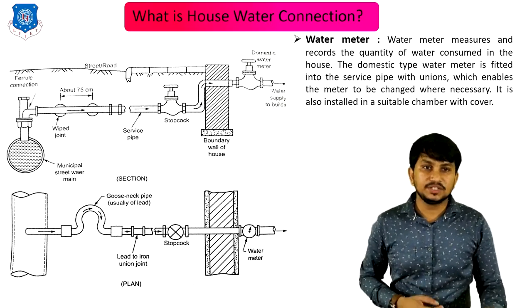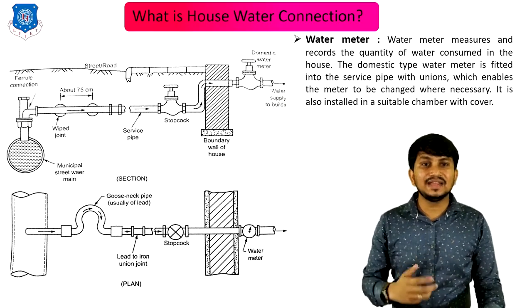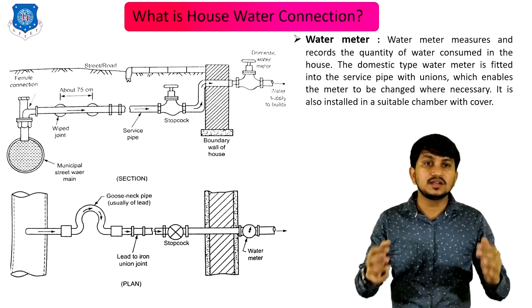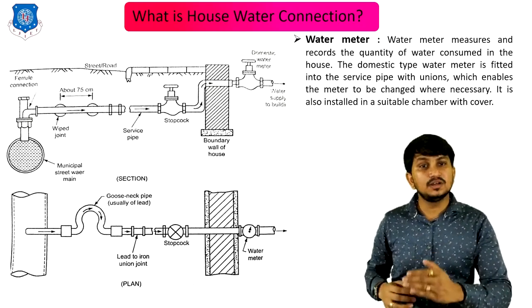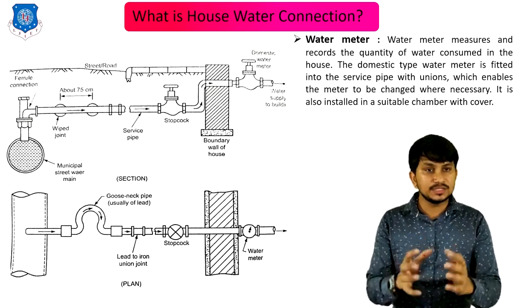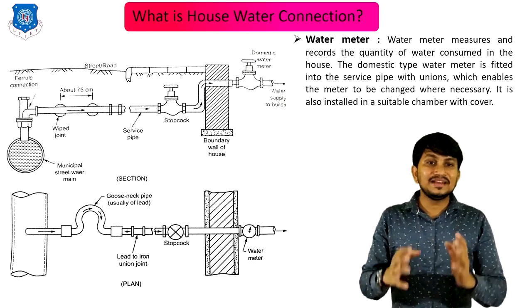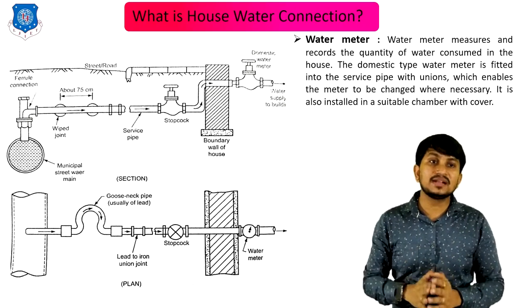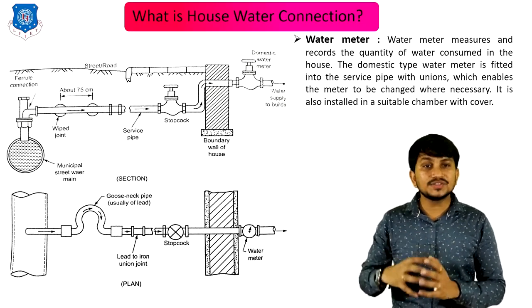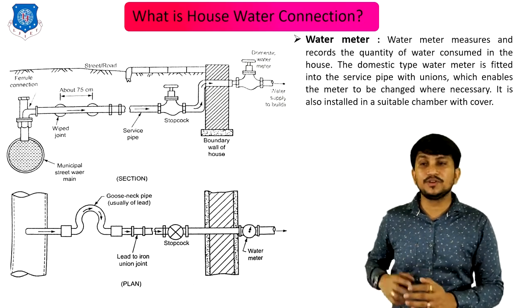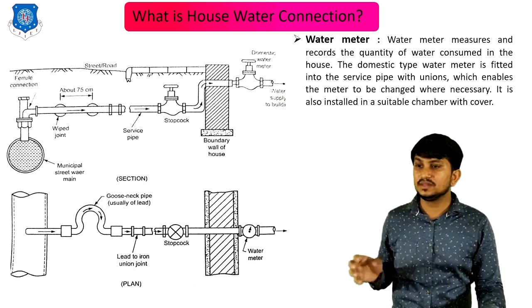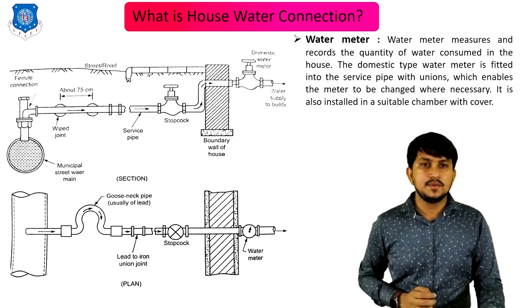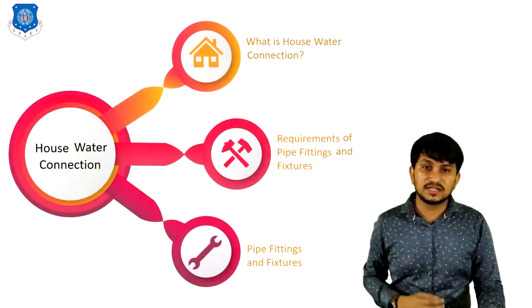Next is the water meter. The water meter measures and records the quantity of water consumed in the house. The domestic type water meter is fitted into the service pipe with unions, which enables the meter to be changed where necessary. It is also installed in a suitable chamber with a cover. You can clearly see the water meter. That's all about house water connection.